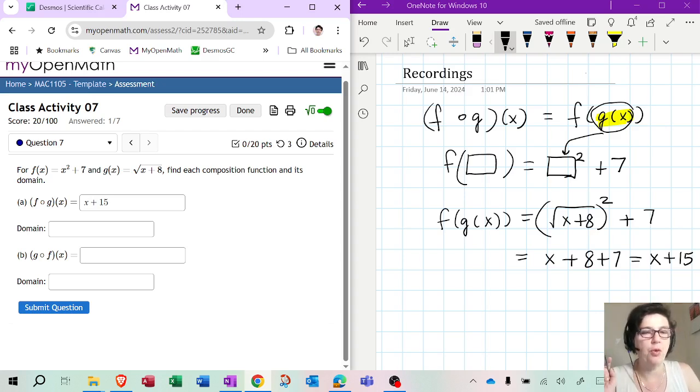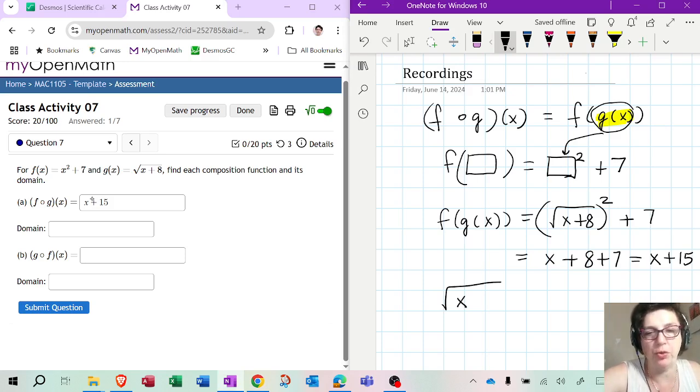However, here's the however. When you figure out the domain of the composition, you have to first start with the domain of the function you were plugging in. And then look at the domain of the composition and find the overlap between them. That would be the domain of the composition itself. So first you have to start with the domain of g of x, which is what you were plugging in. So what is g of x? g of x is square root of x plus 8.